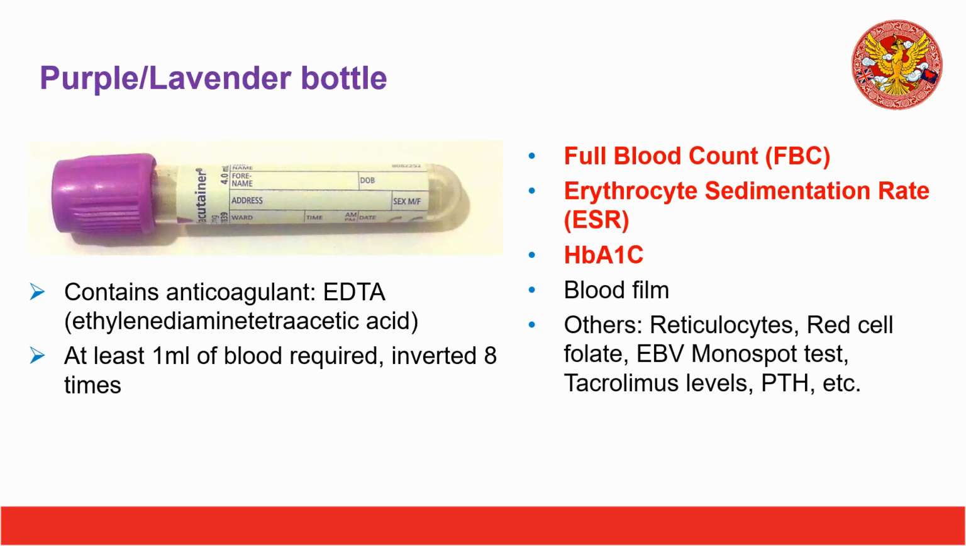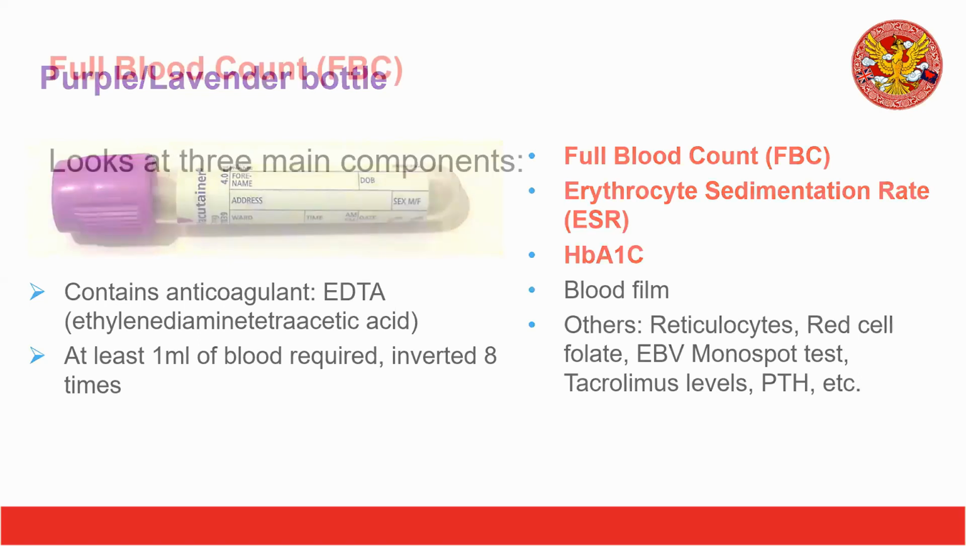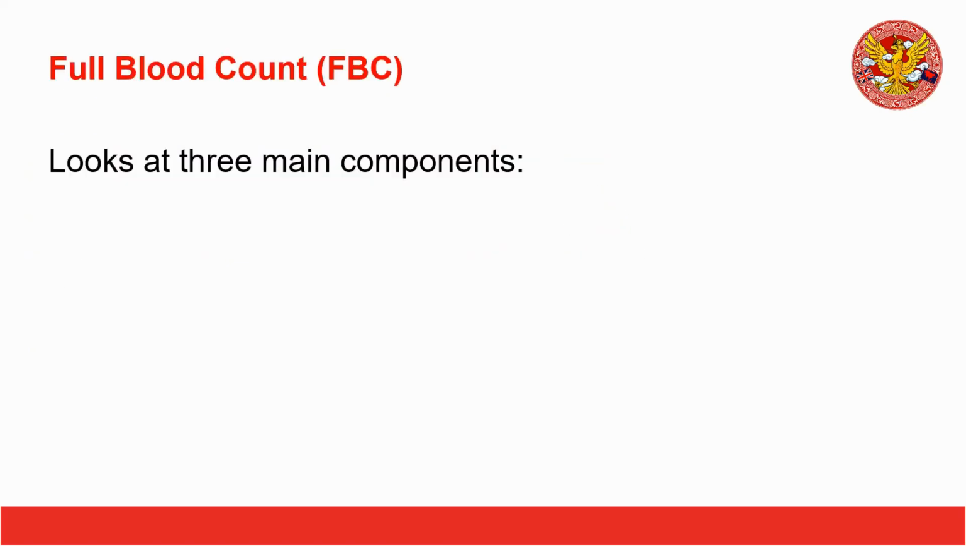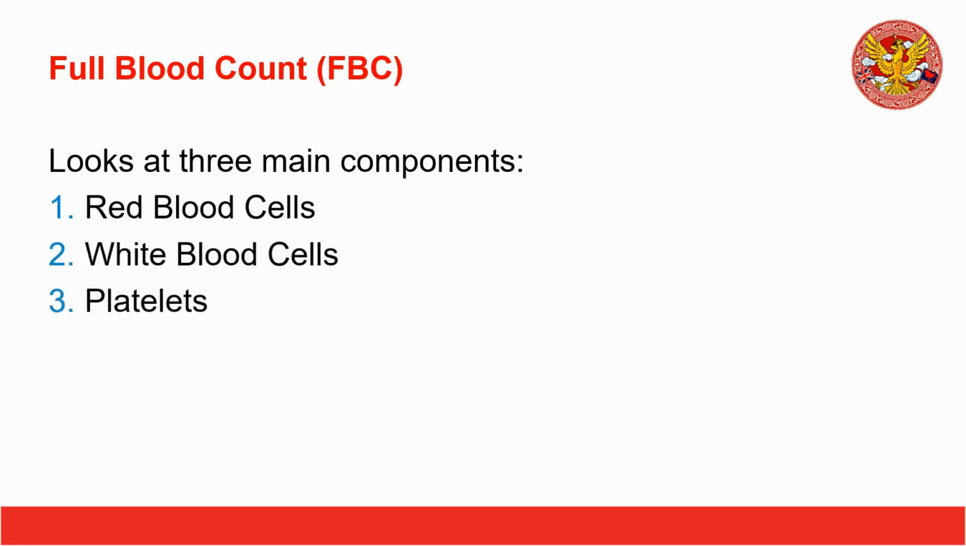The ones highlighted in red are the ones that we're going to be going through in detail. But it's just good to know what different types of blood tests are involved, along with the purple bottle. Okay, so your full blood count. The full blood count, probably the most commonly used blood test, looks at three main components. You're looking at your red blood cells, your white blood cells, and your platelets.